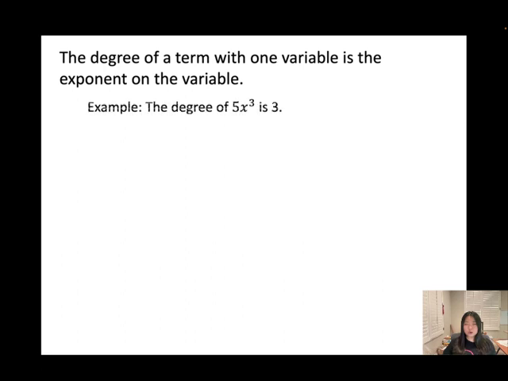The degree of a term with one variable is the exponent on the variable. So here, the degree is talking about the variable. For 5x to the power 3, the degree will be 3. And for this one, you're going to add up the exponents: 3 plus 4 plus 5. That will be equal to 12. Okay, for this term, the degree is 12.